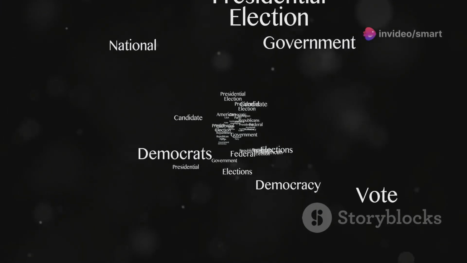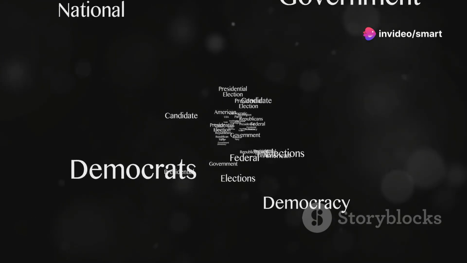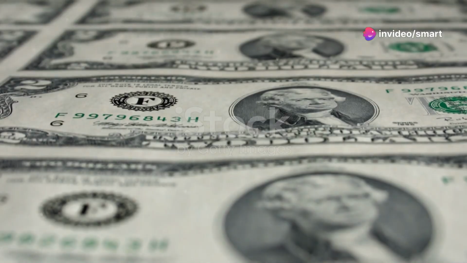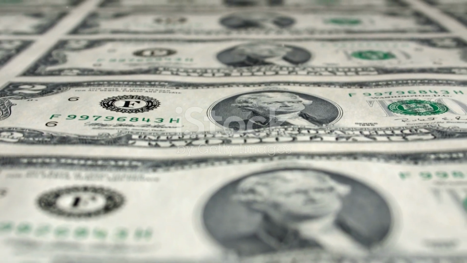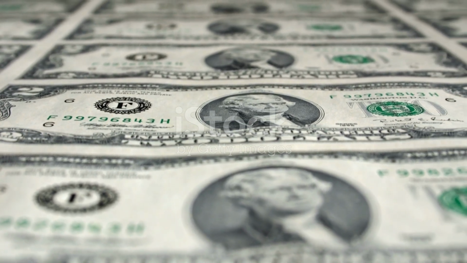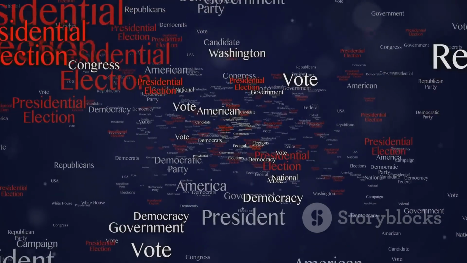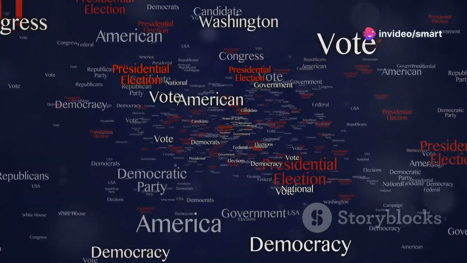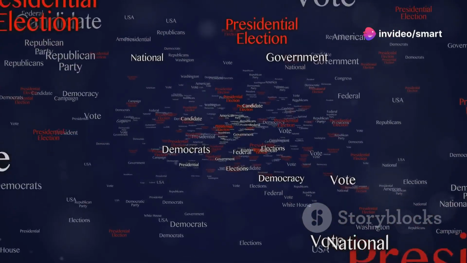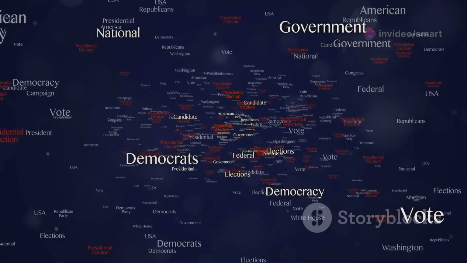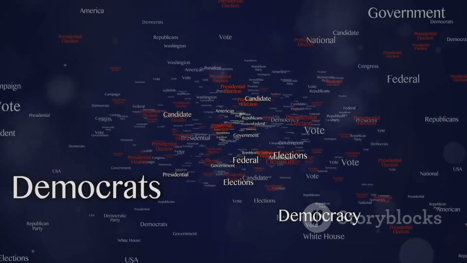The election of 1800 witnessed a fierce battle between these emerging parties. Jefferson emerged victorious, marking the first peaceful transfer of power between opposing political parties in American history. This event solidified the principle of peaceful transitions of power, a cornerstone of American democracy. The election of 1800 also highlighted the importance of a clear process for resolving electoral disputes.